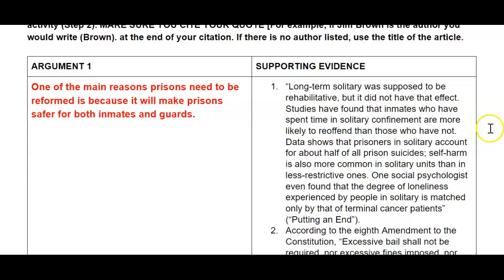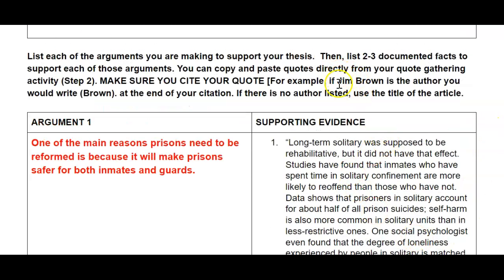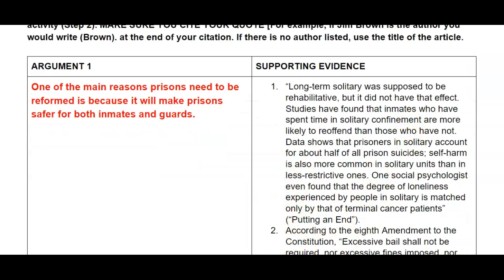Quick point about citations. If you know the author of the article, you're going to put the author's last name, just as we did when we were writing our To Kill a Mockingbird essays. If you don't know the author of the article, you're going to put the article title in parentheses at the end of your citation. All right.